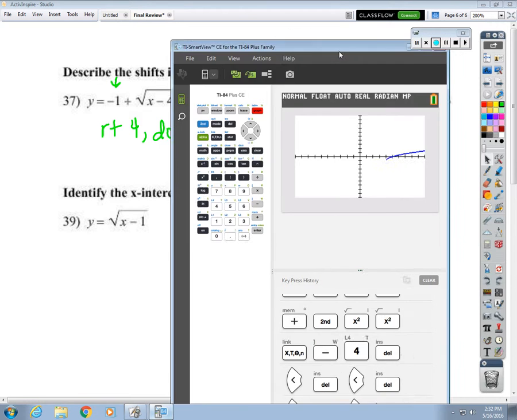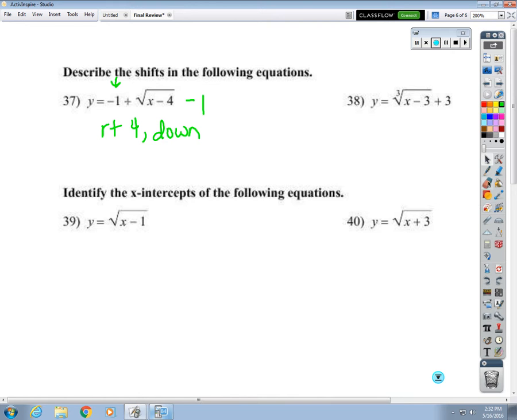Okay, so now let's look at number 38. What kind of shifts is it going to have? That's going to move it right 3, and this is going to move it up 3. And if you're not sure, graph it and see what it moved on the graph.